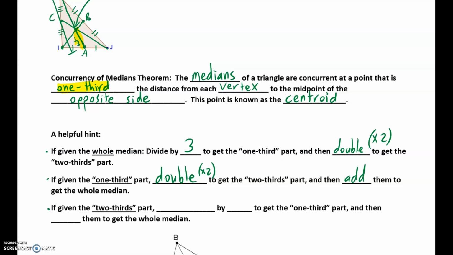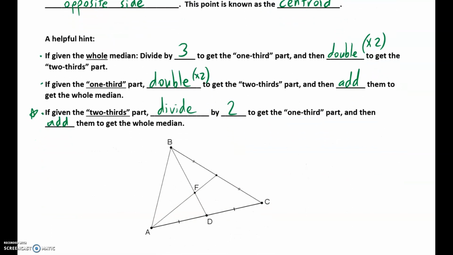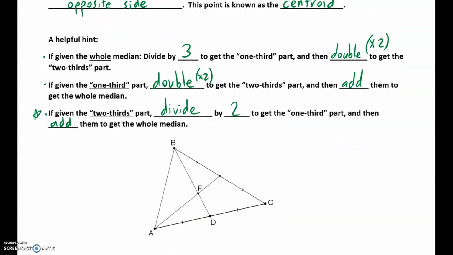Some of you might notice you could just take the 1/3 part and multiply it by 3 to get the whole median. That works too, but I found people like to add better than they do multiplying. So if you're given the 2/3 part, I think this is the hard one. You're going to divide by 2 to get the 1/3 part, right? Cut 2/3 in half to get the 1/3, and then you're going to add them to get the whole median again. Or you could multiply the 1/3 part by 3. It is your choice. Let me show you an example here, okay?